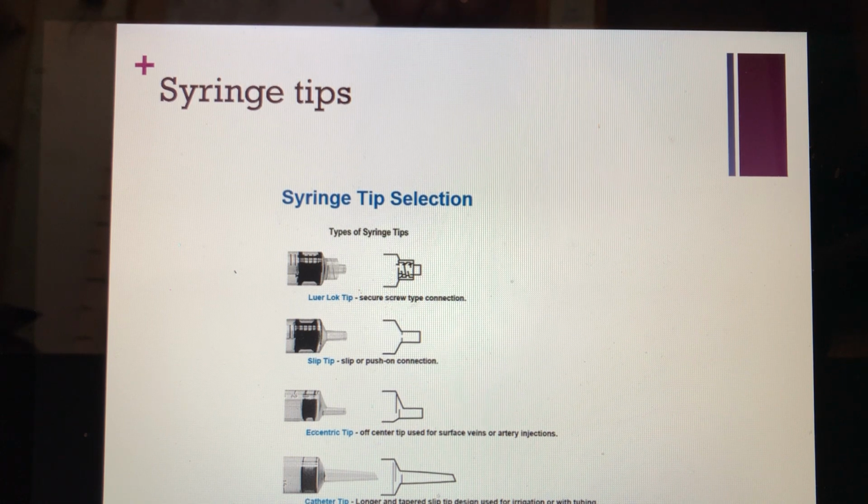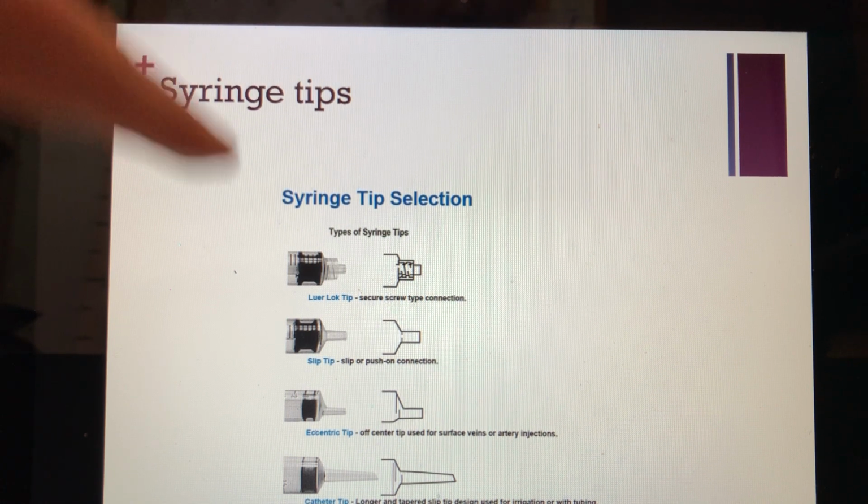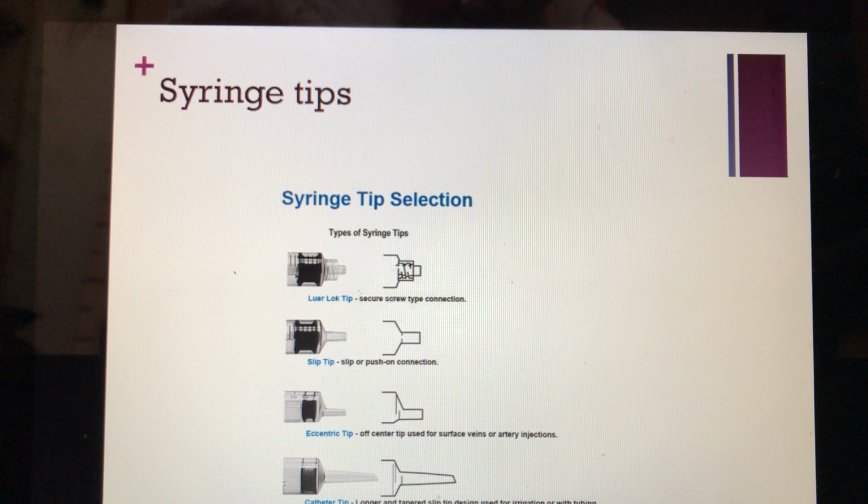The other type we have is a slip tip. So that's this guy here. It's just like a little tip that sticks out. The needle slides right on top of it. But there is a possibility with this type of syringe that if there's too much pressure in the syringe, it blows that needle tip right off.